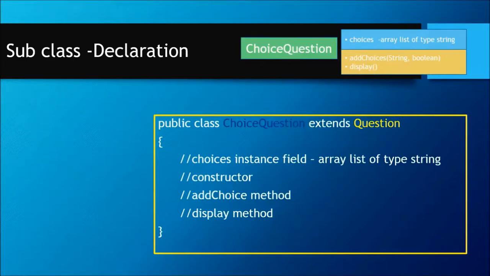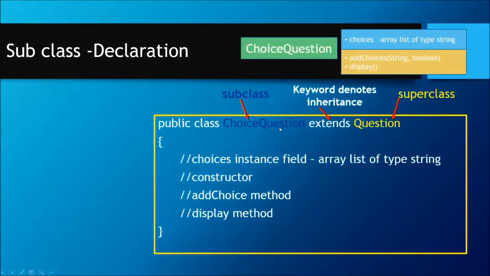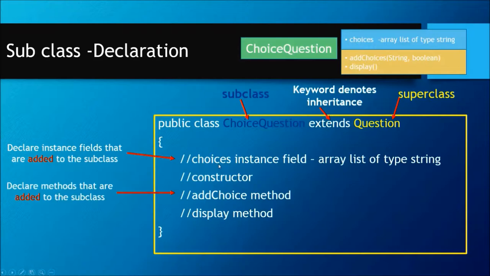So when we create a ChoiceQuestion class that extends Question, we need to know that ChoiceQuestion is a subclass and Question is a superclass. The extends keyword denotes the inheritance. That means the subclass ChoiceQuestion is extending the Question superclass. Now in your ChoiceQuestion subclass, you will declare the instance fields that are added to this subclass, and then you will declare the methods that are added to this subclass, and then you will declare methods that the subclass overrides.